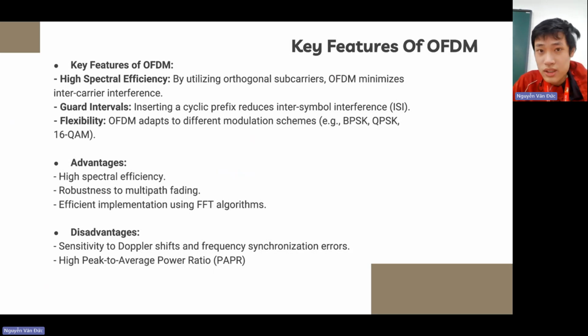The advantages of this OFDM are that it has high spectral efficiency, robustness to multipath fading, and efficient implementation using the FFT algorithm. The disadvantages of this are the sensitivity to Doppler shift and frequency synchronization error, and a high peak-to-average power ratio.